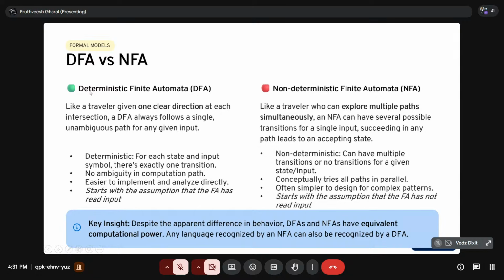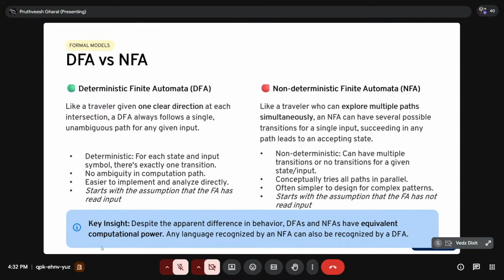In a deterministic finite automaton, we start with the assumption that the finite automaton has already read an input. In a non-deterministic finite automaton, we start with the assumption that the finite automaton has not yet read an input. This will become clearer when we are designing, but for the start state of a deterministic finite automaton, we assume that it has already read an input. We already assume what the first input will be. A non-deterministic finite automaton does not know that. That is something to keep in mind.